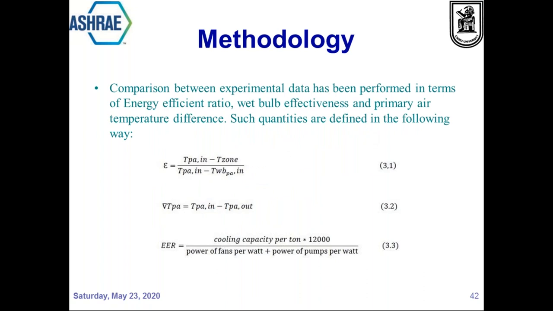Now, in order to compare the experimental results, we look at three different terms and definitions. EER, which is the energy efficiency ratio, that's the cooling capacity divided by the power, which is the coefficient of performance. And we have also the effectiveness and the temperature difference.